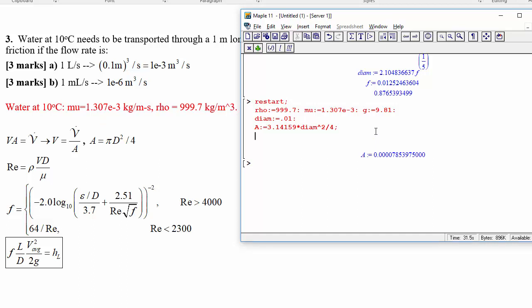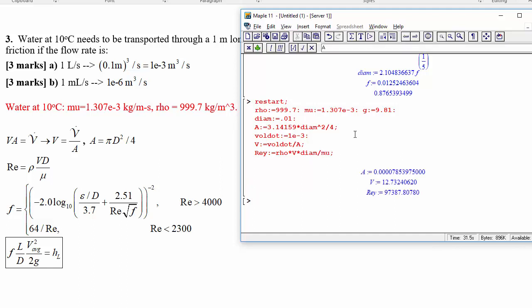So we can use that along with the flow rate of 1 e minus 3 for now, which will change later, to figure out what the Reynolds number is, after we found the velocity. Okay, so in this first version of the problem, we've got a Reynolds number of 97,000, which means that we are going to be using the Colebrook equation to find out what the friction factor is.